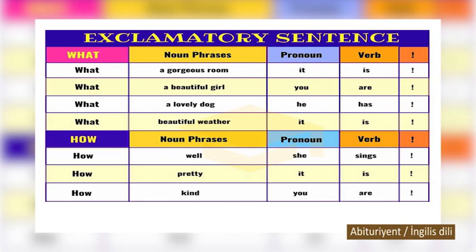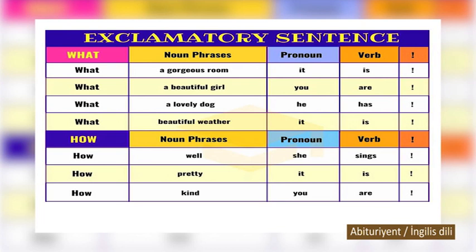Second one, what a beautiful girl. We can stop here. Or what a beautiful girl you are. What a beautiful girl she is. What a beautiful girl your sister is, etc. Then, what a lovely dog. What a lovely dog he has. What a lovely dog it is. What lovely dogs they are. At the end, an exclamation mark.